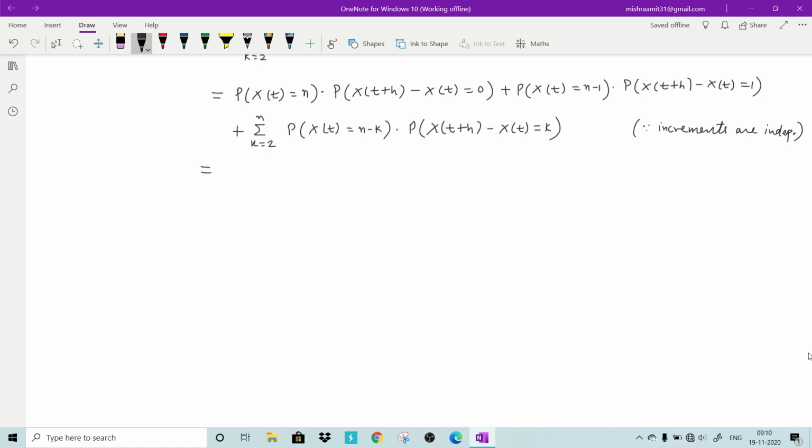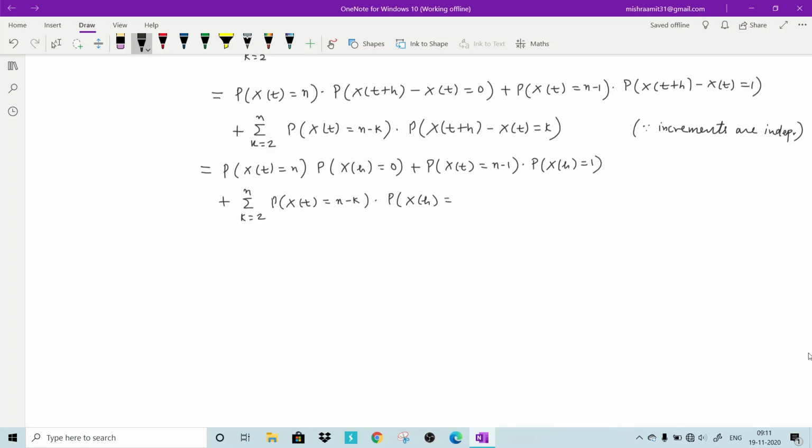Now, we know that this can be further written as the probability that Xt is equal to n, and this is the same as the probability that Xh is 0. Why? Because the length of the interval is h. So this is the same as the probability Xh is equal to 0, plus the probability that Xt is equal to n minus 1 multiplied by the probability that Xh is equal to 1. The third one is summation k from 2 to n of the probability that Xt is equal to n minus k multiplied by the probability that Xh is equal to k.